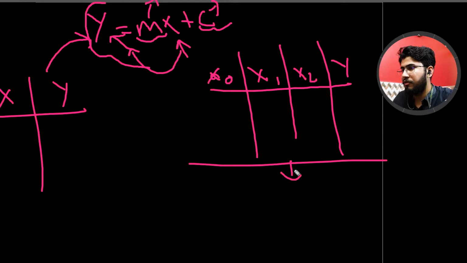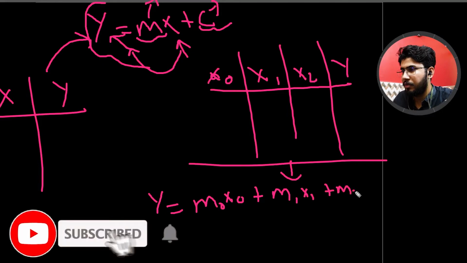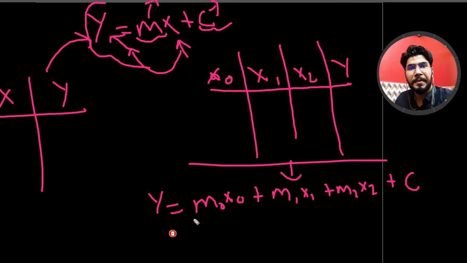multivariate regression, we will have the equation y equals m0 x0 plus m1 x1 plus m2 x2 plus c. Did you get my point? Basically, for every x we are finding a different slope, and we are just adding them. Now if we put in all of these values, we will get our output y.